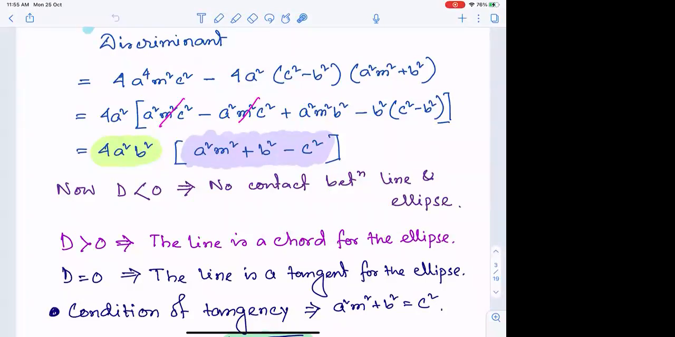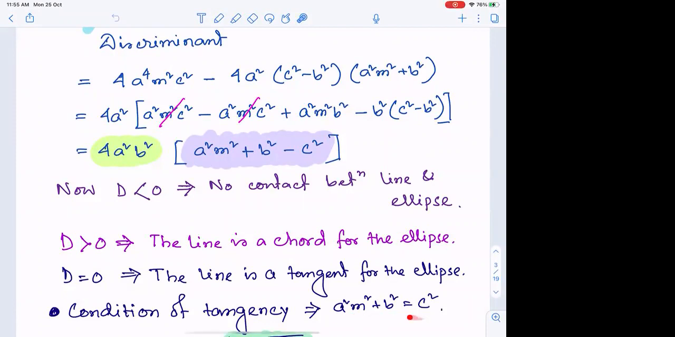In parabola, we haven't found any possibility of parallel tangents. There was a unique tangent corresponding to a slope, but this time again we have found that for any specific value of m, we are still going to have 2 possibilities for c.